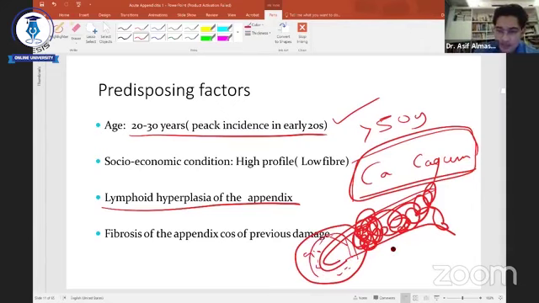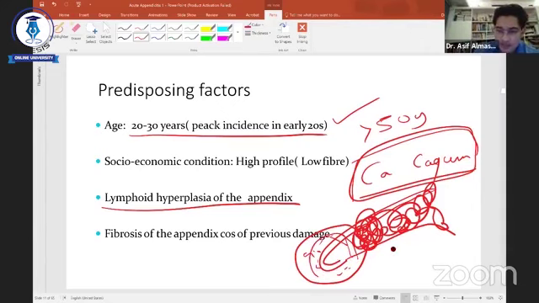Why? Because initially the pain was in and around the periumbilical region, which shifts to the right iliac fossa. And when it shifts to the right iliac fossa, usually the periumbilical pain is no longer felt. So it has shifted the pain. And why is this a referred pain? I'll discuss this. Remember this is associated with anorexia, nausea, and vomiting.